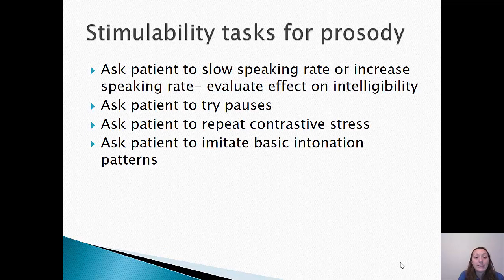Unlikely you're going to have them increase their rate, to be completely honest, because increasing rate is likely going to affect intelligibility in a negative way. But can we, for many of our patients, slow their rate? Increase pauses, phrasing. Can they even just mimic or model our prosodic features? Because that could be something we can work on in therapy. Imitating basic intonation patterns means there's potential to shape that.